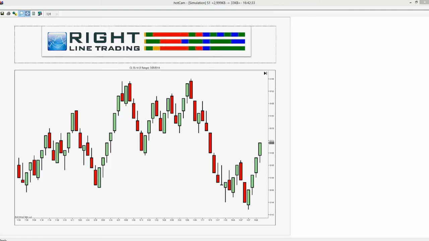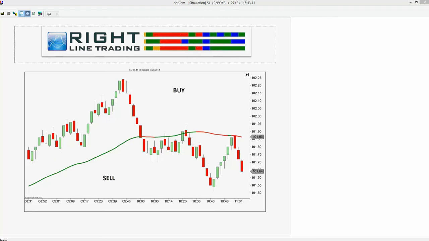But these don't happen often enough to make you a profitable trader, unfortunately. So you need more than just price action to drive you to profitability. So the first thing that we add is a 50-period moving average. It's just a simple 50-period moving average.